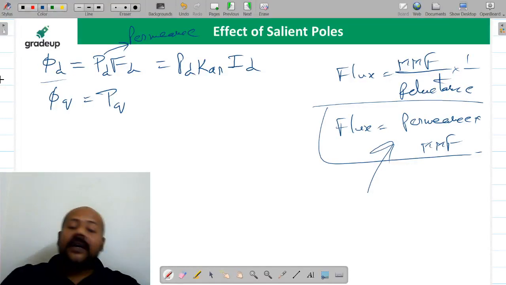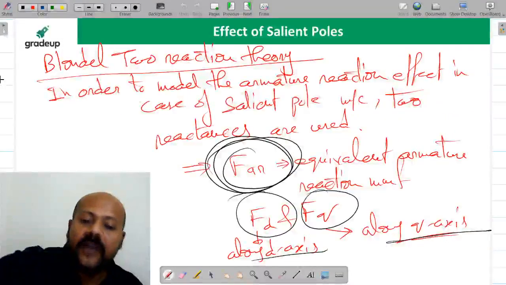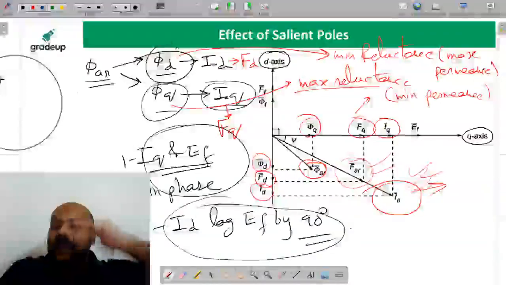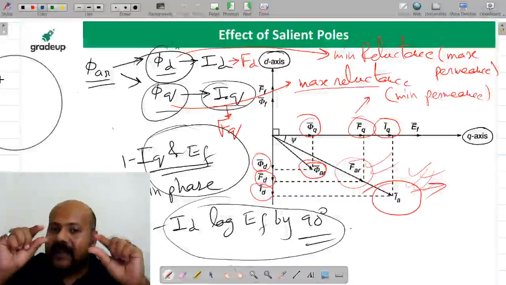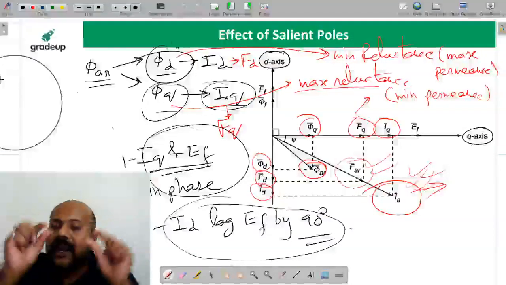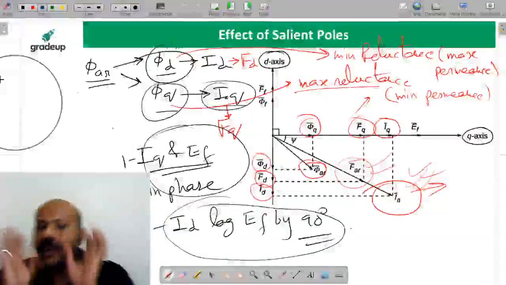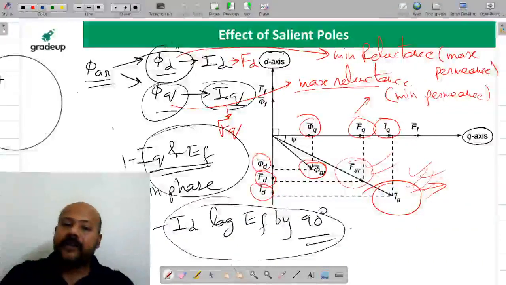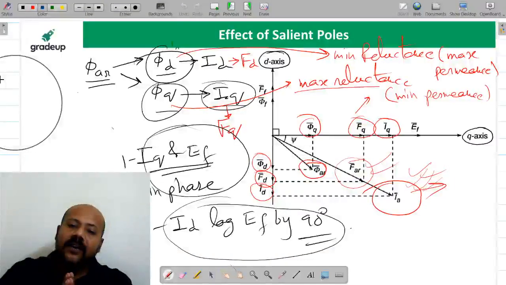Now Sankirtan Gaddam is asking, sir, can you practically explain why there is a difference? Let me tell you, beta, why there is a difference. Listen to my words properly. When you are going for a salient pole machine, the air gap is going to be different for the direct axis and the quadrature axis. The reluctance or the permeance value is going to be different. I hope it is clear to all of you. This is the reason. Yes or no? Are you getting this idea or not?